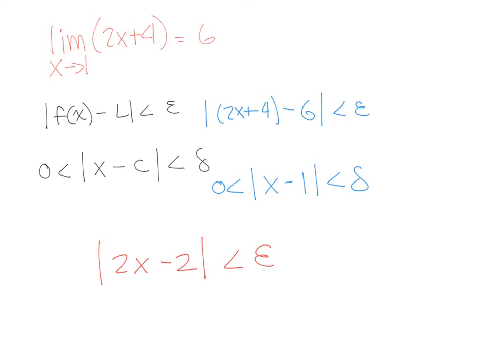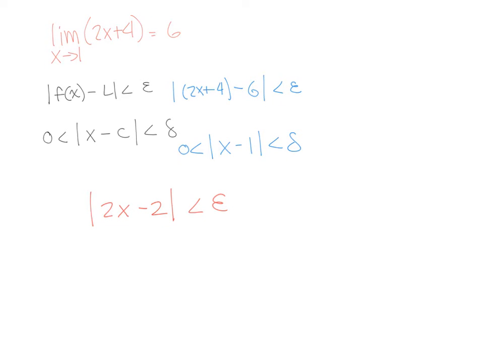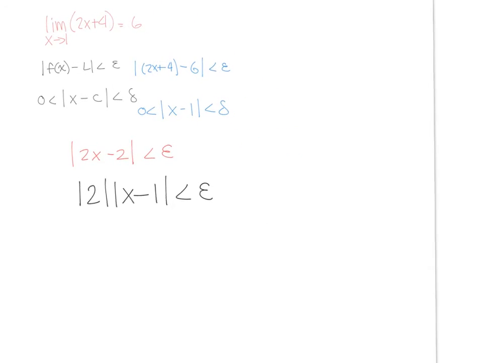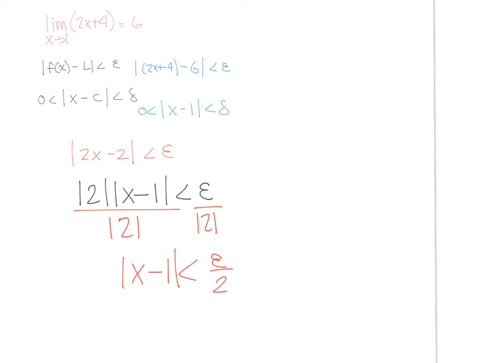So it almost looks like this statement, and that's what I want it to do. Good, so the next thing we're going to do is factor out a 2, and by definition I can factor out the absolute value of 2, x minus 1, less than epsilon. I'm going to divide both sides. Technically, we're dividing both sides by the absolute value of 2. So the absolute value of x minus 1 is less than epsilon over 2.